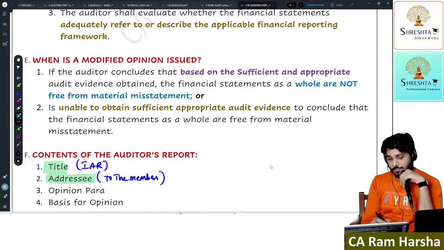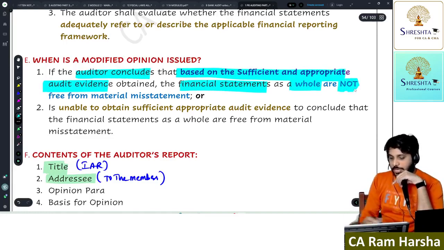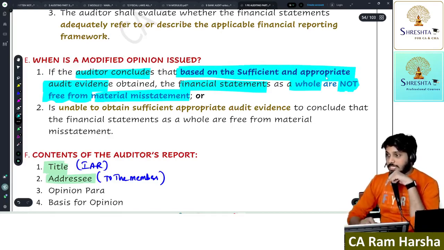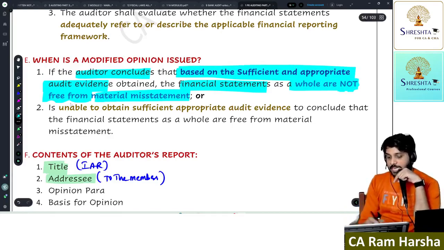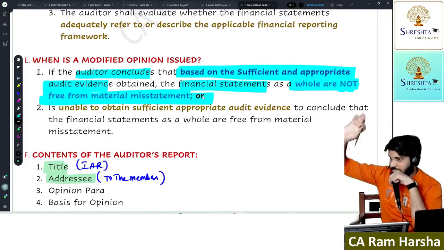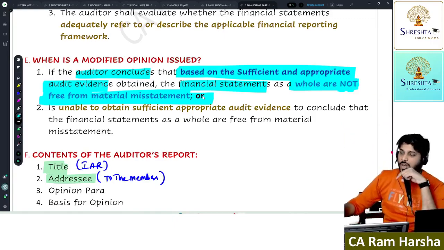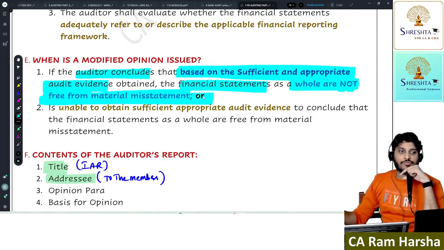You see now. If the auditor concludes, based on sufficient appropriate evidence, that the financial statements as a whole are not free from material misstatement. Auditor, based on evidence, I have proof that it is bad debt. And I'm concluding the financials as a whole are not free from material mistakes. As a whole, they are having mistakes. Material mistakes, they're not free from material mistakes. Means what? Mistakes are there. Understood or not? All of you.